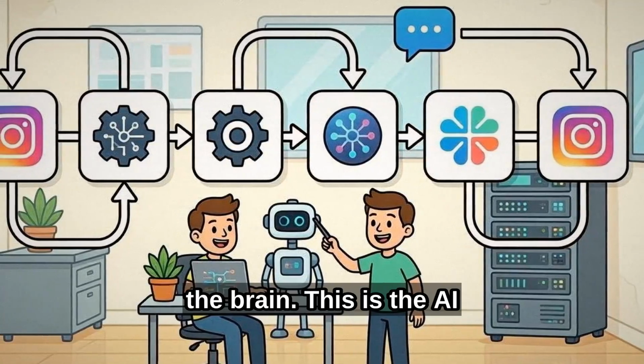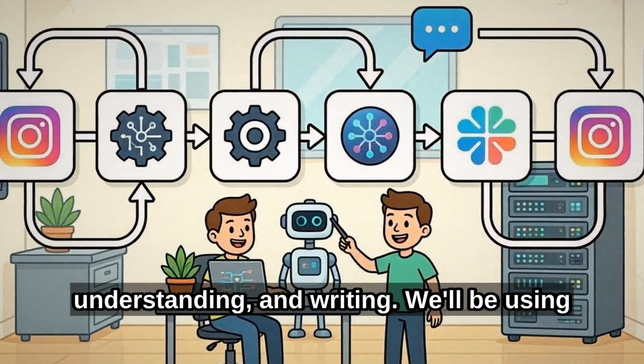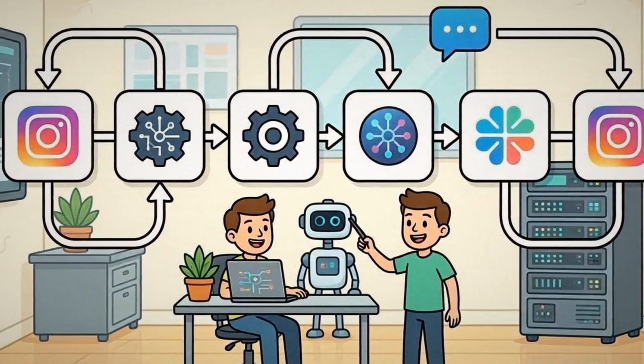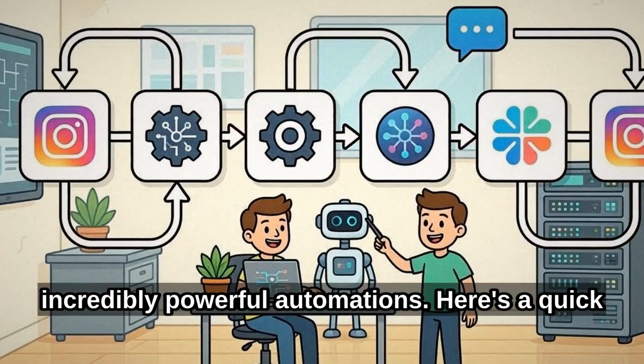Second, we need the brain. This is the AI model that will do the thinking, understanding, and writing. We'll be using OpenAI's GPT-4 model through their API. These 2 tools are the only things you need to build some incredibly powerful automations.